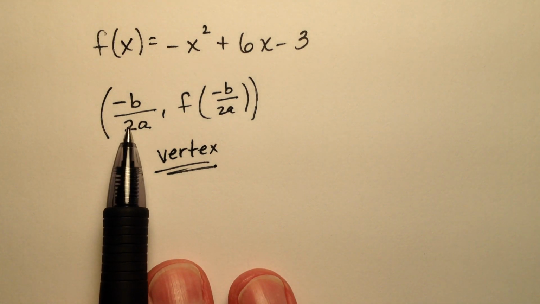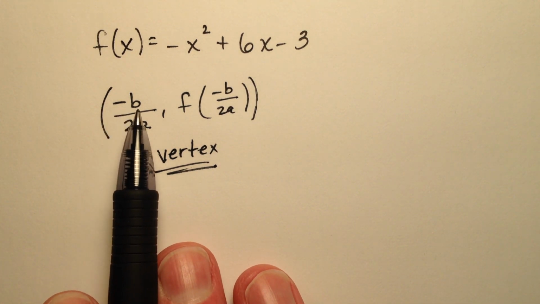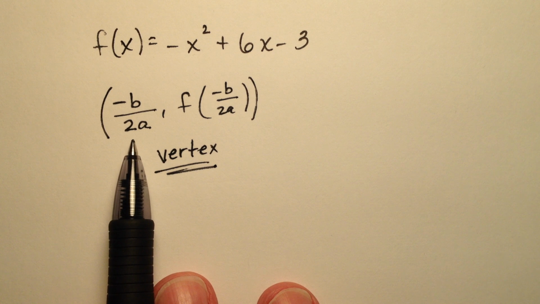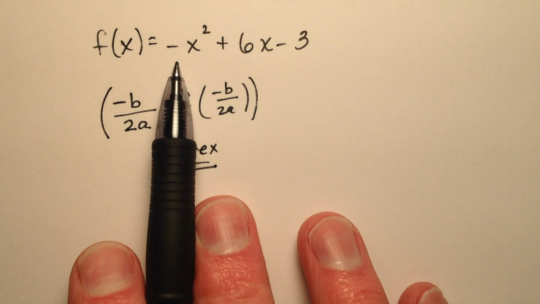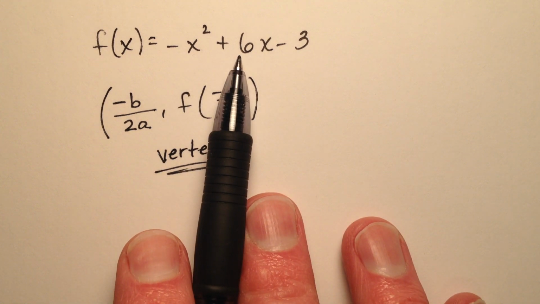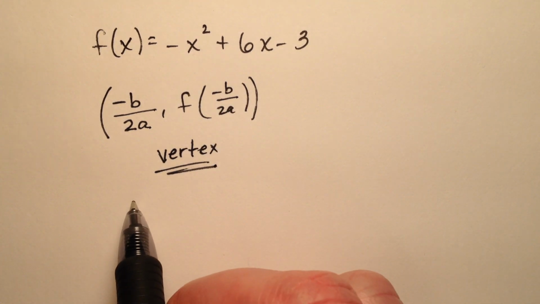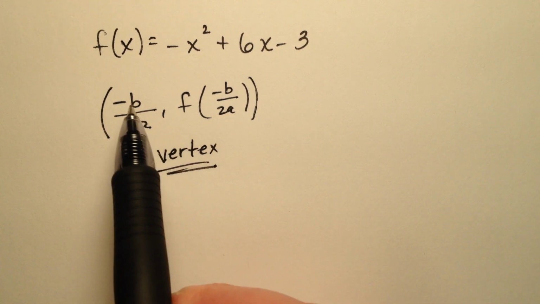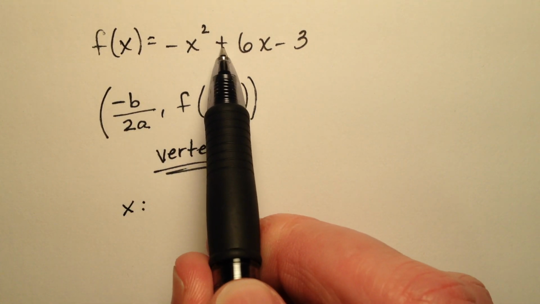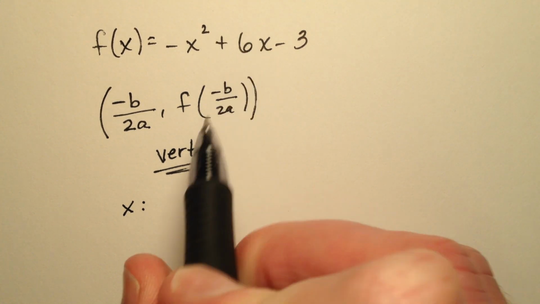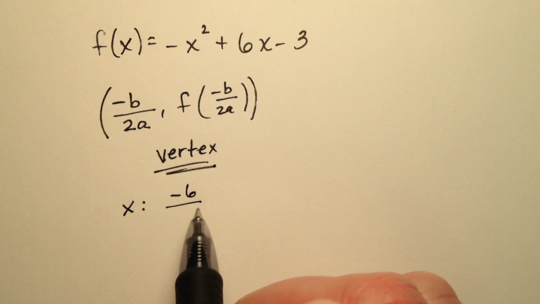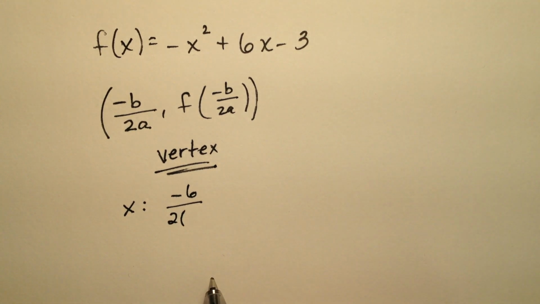It has an x-coordinate and a y-coordinate. The x-coordinate can be found by taking the opposite of b over 2a. So remember, in standard form, the coefficient of your quadratic term is your a, and the coefficient of your linear term is your b. So for the x value of our vertex, opposite of b means the opposite of the coefficient of our linear term. So it's the opposite of 6. So it'll be negative 6 over twice my a value.